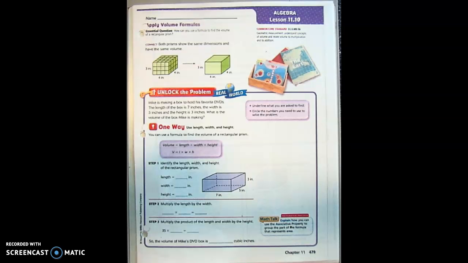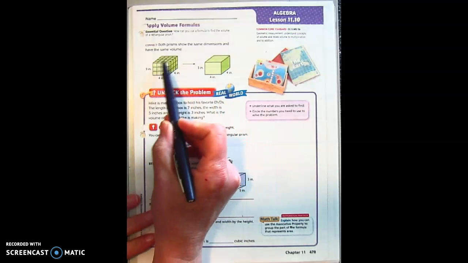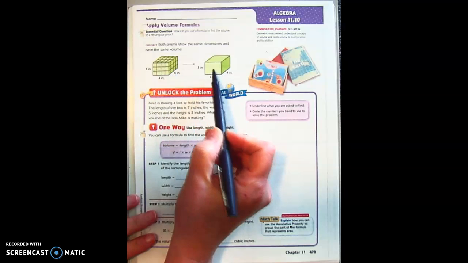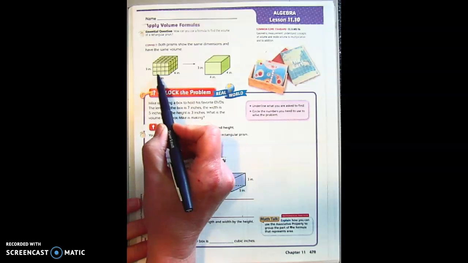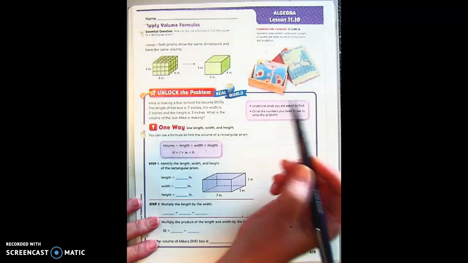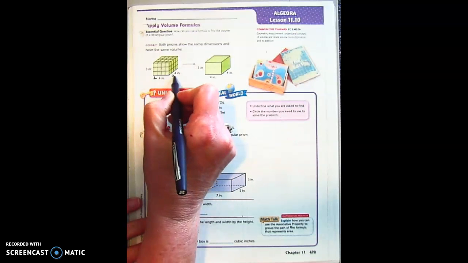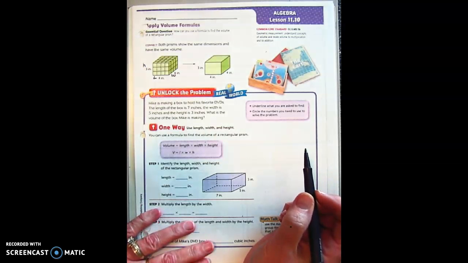Both prisms show the same dimensions and have the same volume. This one is just broken down into the little unit cubes. This one is not. So you can see this is 3 high by 4 in length and 4 in depth. So this is your length, your width, and your height when they start talking about the formula.